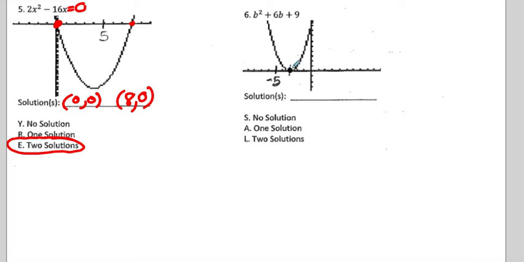Number 6. Again, the x-intercepts are the solution, not the y-intercepts. There's the x-intercept. That's at negative 3, comma 0. So when I plug in negative 3 for x, that equals 0 for the y. So there is one solution to this equation because there's only one x-intercept.